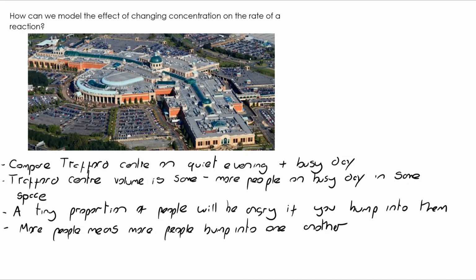Now, if more people are in there, that means there will be more people who will bump into one another. And that means if there are more people bumping into each other, there are going to be more people who are angry when you bump into each other. So how can we adapt that?